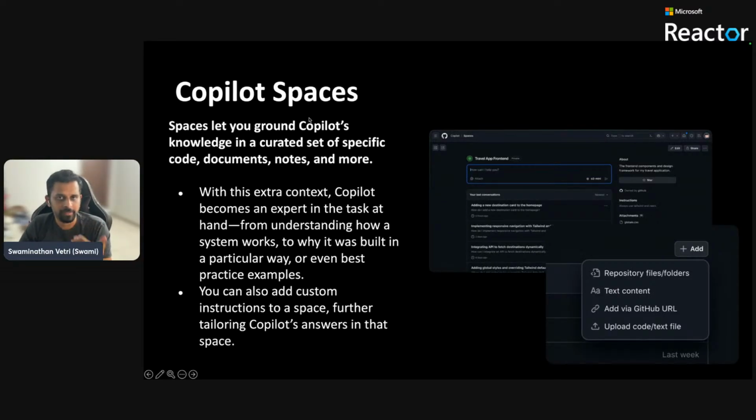There's something called Copilot Spaces, which is in public preview now. Spaces will let you ground Copilot's knowledge on code, documents, notes and things like that, right? As you can see in the image here, you can choose repository files or folders, you can add text content, or you can add certain GitHub issues or pull requests, etc. Or you can also upload your code into the space itself.